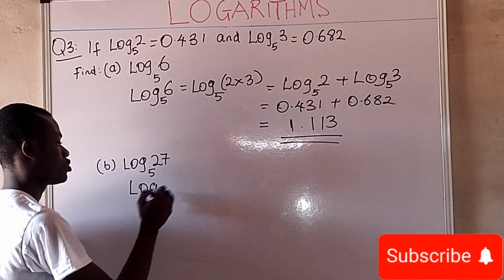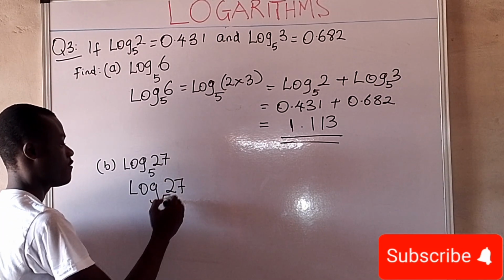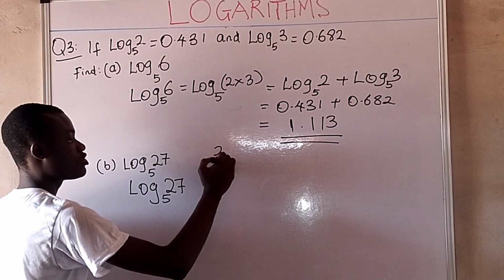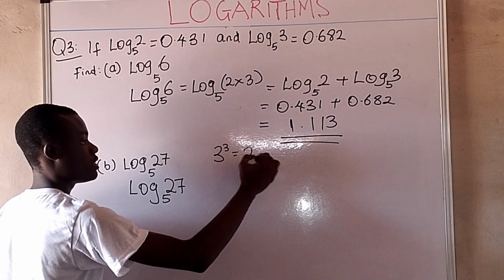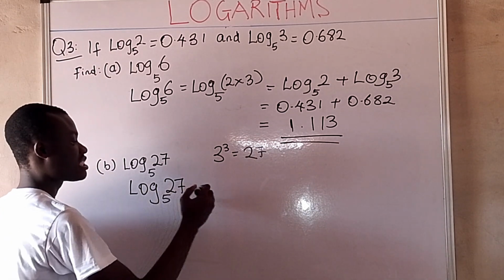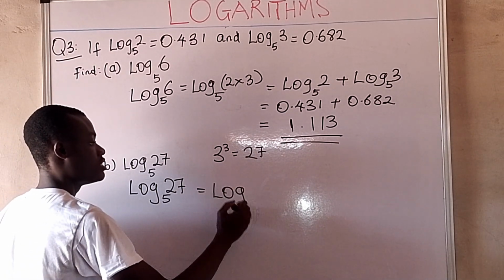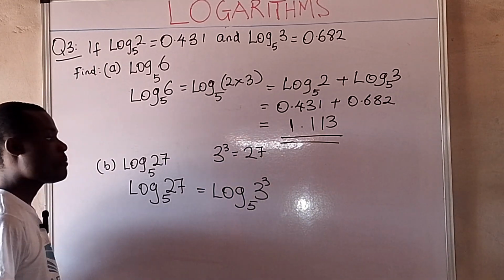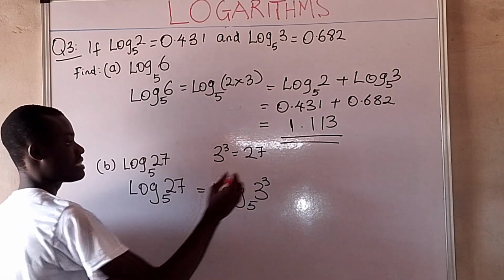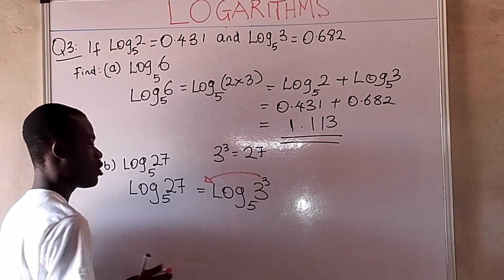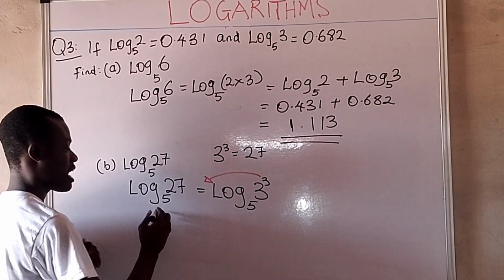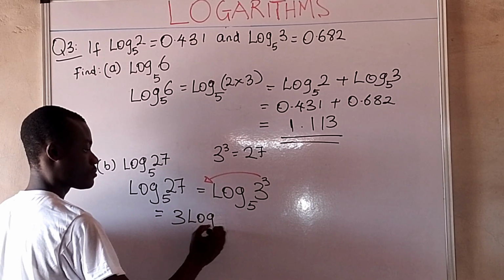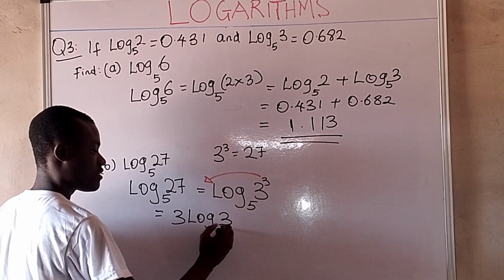So in the second part of question 3, we have log 27 to the base of 5. Now we can express 27 in index form. Remember, 3 raised to the power of 3 is equal to 27. So I can write this expression as log 3 raised to the power of 3 to the base of 5. Remember, in one of the laws of logarithm, we can take this power to the front of the log. Definitely, we can write it as 3 log 3 to base 5.